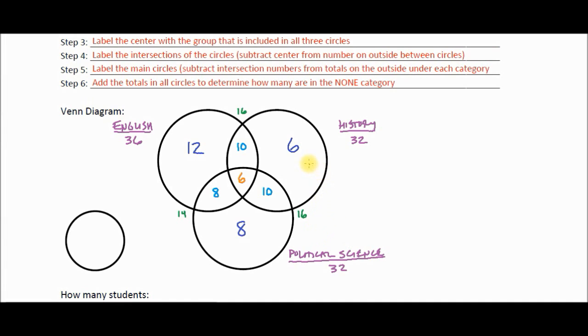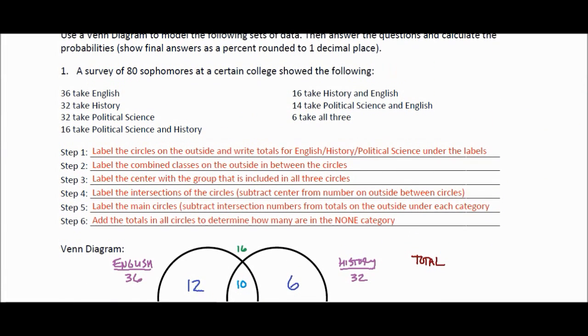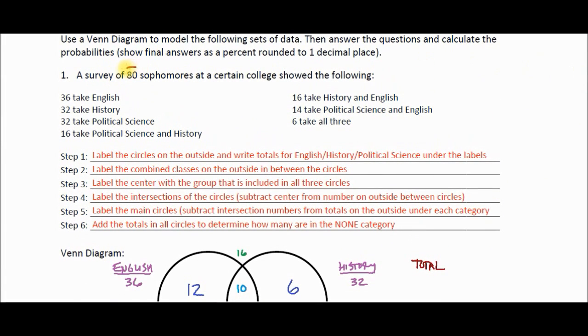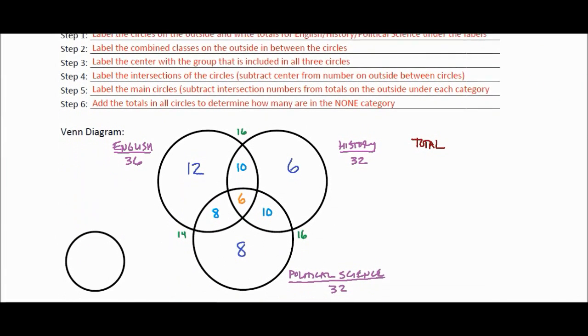Now our Venn diagram technically is done, but we've got one more thing we have to do. Add the totals in all the circles to determine how many students are in none of the categories. We haven't accounted for students who didn't answer the survey. They just said, you know what, I'm not taking any of those classes. So over here, we're going to have to total up our circle values and see if it adds up to 80. Because we took a survey with 80, we want to see if all 80 have answered the survey.